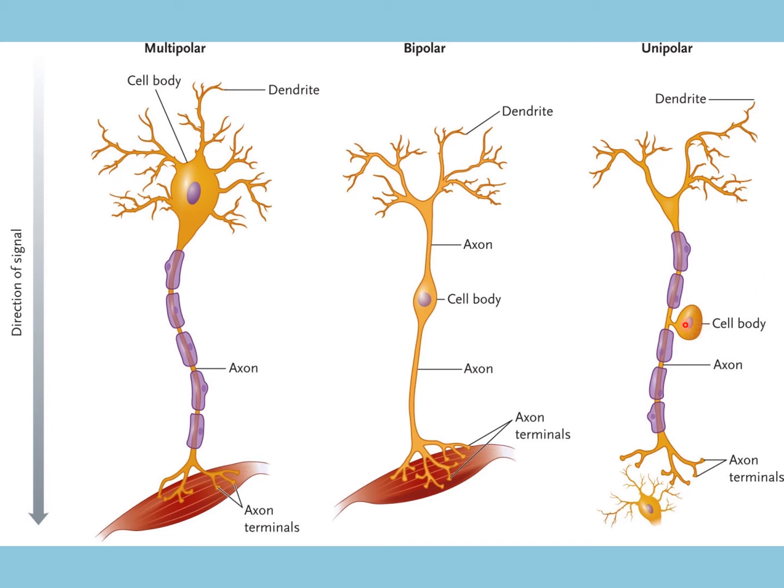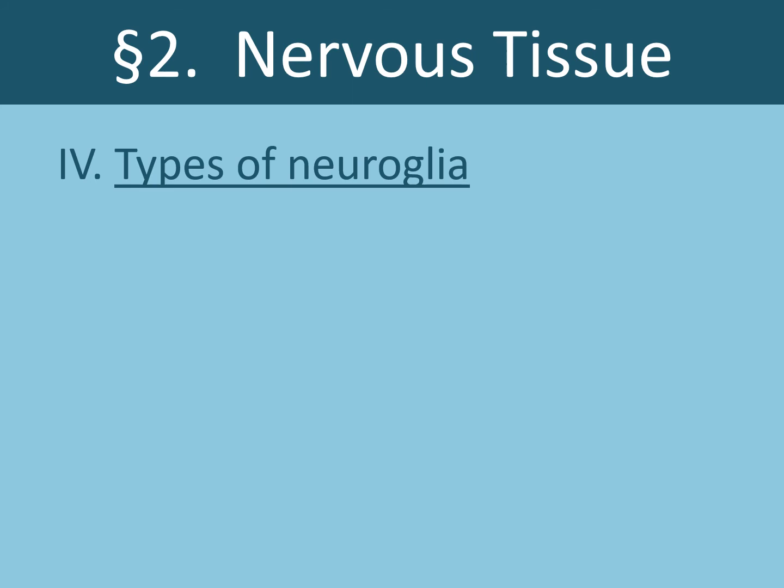Here you can see the cell body, and arising from that cell body is just a single projection or process. Now that process will split into axons and dendrites. Unipolar neurons were involved in normal sensations. Remember, nervous tissue is not composed solely of just neurons.